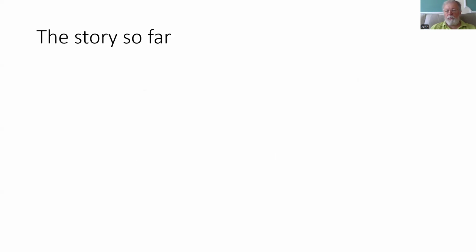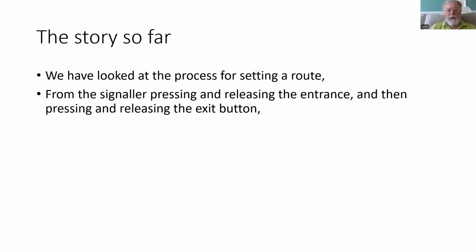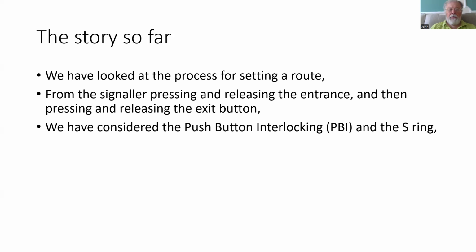So far, what's happened? Well, we've looked at how you set a route, and that's all about the signaler pressing and then releasing the entrance button and then pressing and releasing an exit button. The entrance and the exit define the route to be set, and if it is available, then the route can be set. And all of those are controlled by the push button interlocking, the PBI, and the S ring, which monitors the pressing and releasing of buttons.